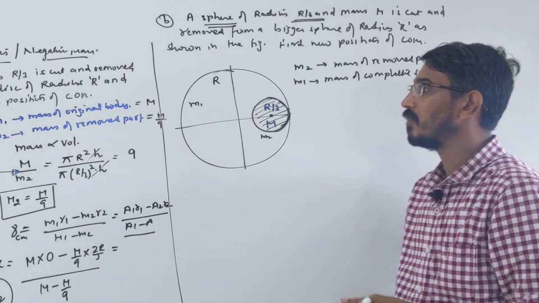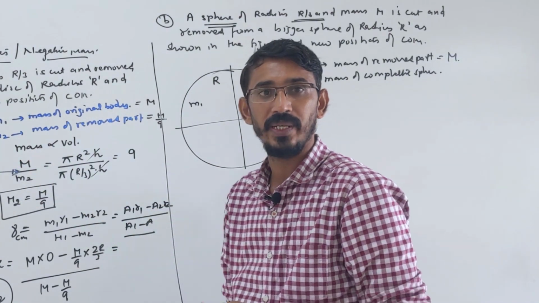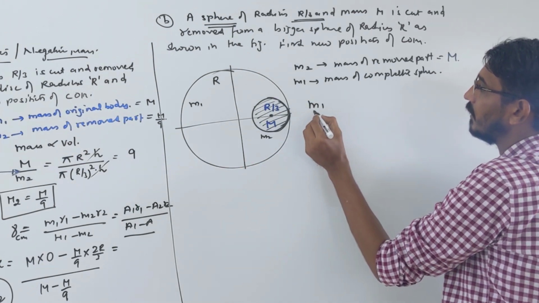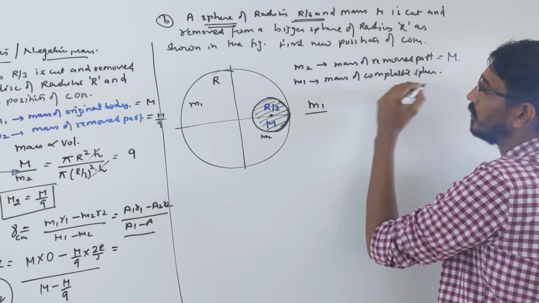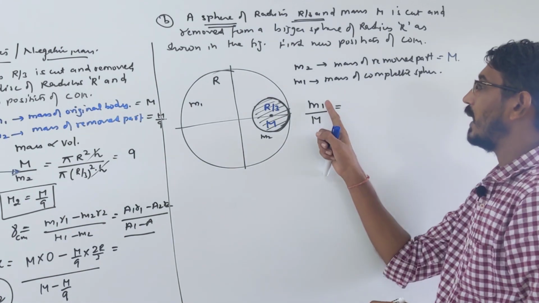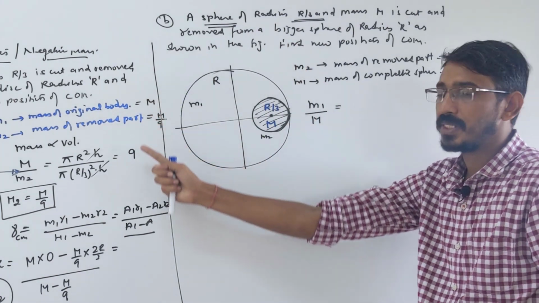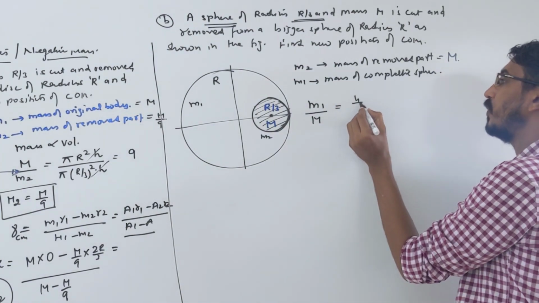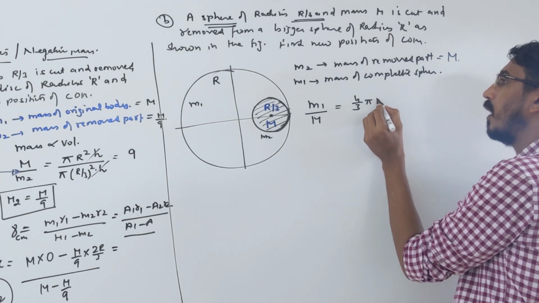So again we use what? Mass is proportional to volume, right? The mass of the complete sphere I am calling M1, and the mass of this removed part I am calling M2, which is given as M. So what's the volume of the complete sphere? The sphere is 4 by 3 pi r.